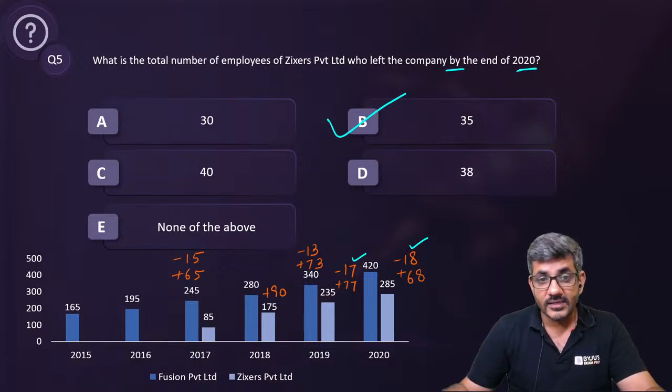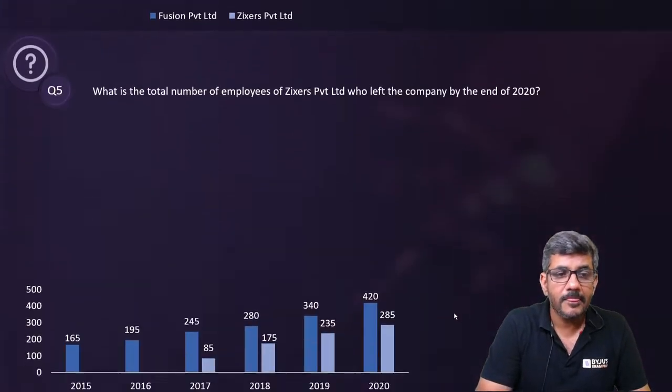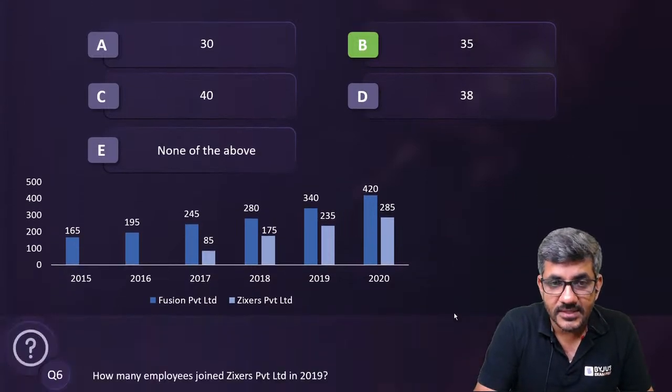I hope all of you got this. 35 is the right answer for question number 5. Okay. So yes, 35 is the correct answer. आगे बढ़ता हूं मैं क्वेश्चन नंबर 6 की तरफ.